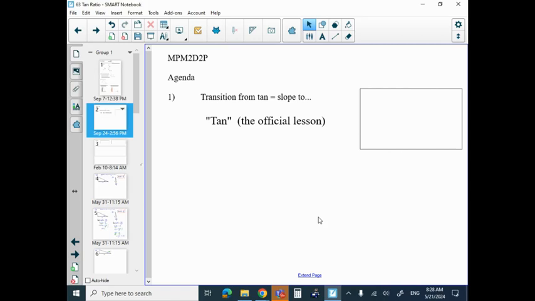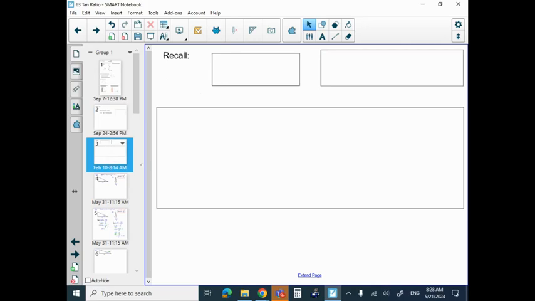Instead of thinking of it as just slope and rise over run, we're going to extend to the official names that are linked with the angles themselves rather than it being rise and run and slope. Because there's more to it than that, right? There's more ratios than just rise over run. And so we need to have all of the possible ratios of sides that we will have to work with.